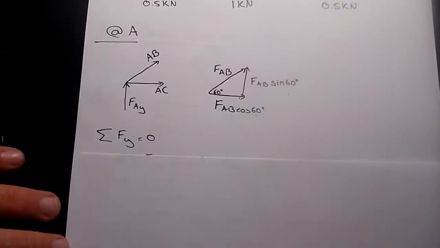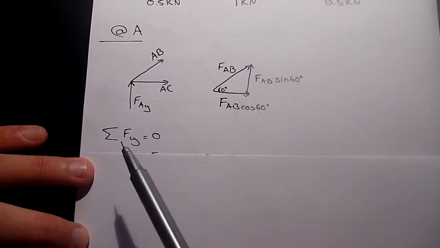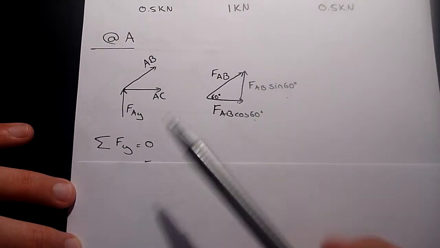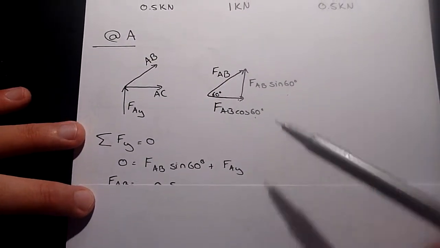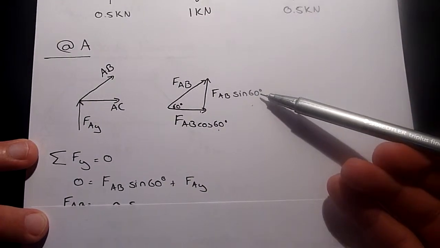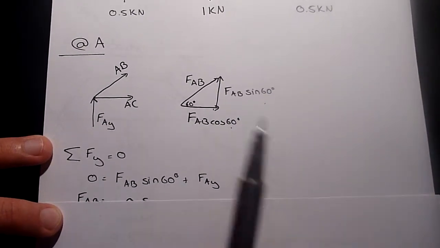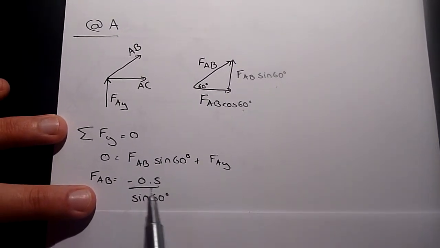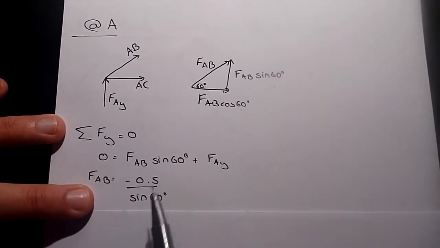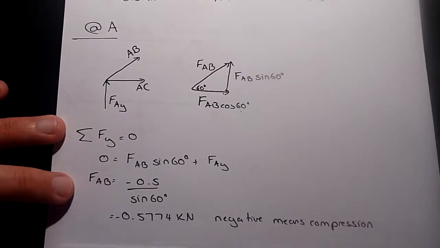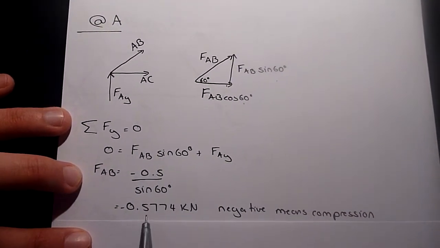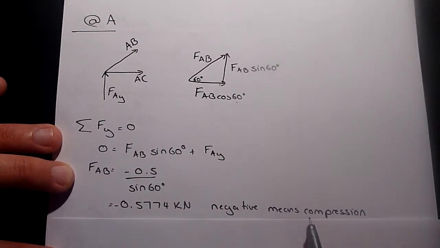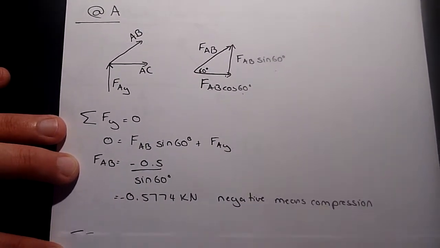This is very similar to what we did before with the free body diagram. We now sum the forces in the y direction and they must equal 0. So we have our F of AB sine 60 degrees plus our Fa of y must equal 0. This gives us F of AB is negative 0.5 over sine of 60 degrees, giving us negative 0.5774 kilonewtons. The negative in this answer means that the truss is under compression.